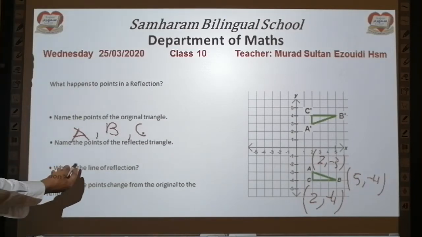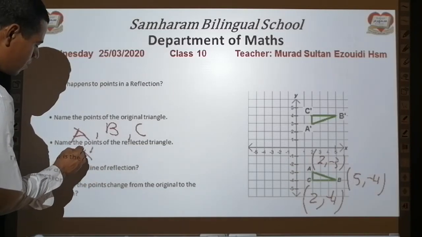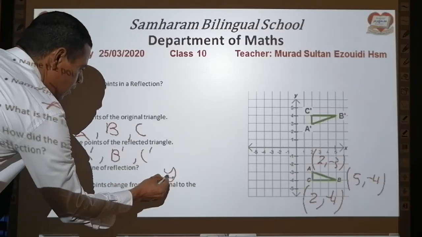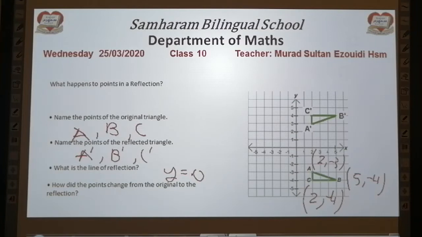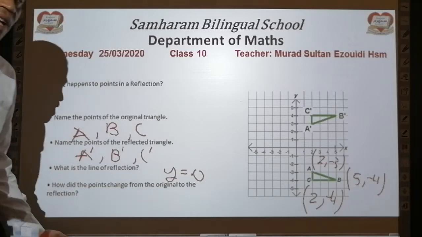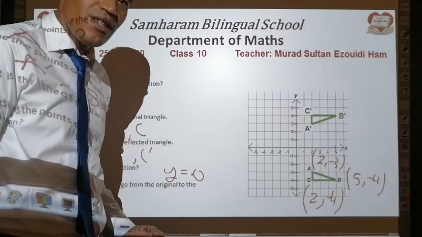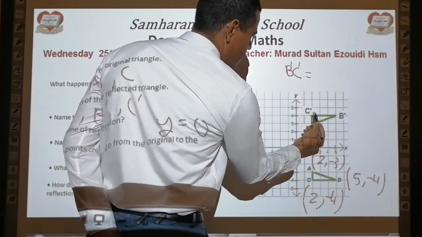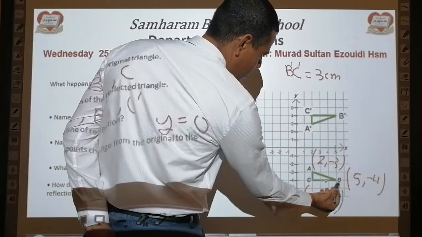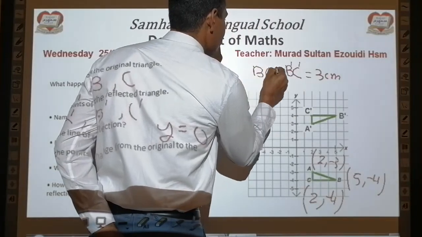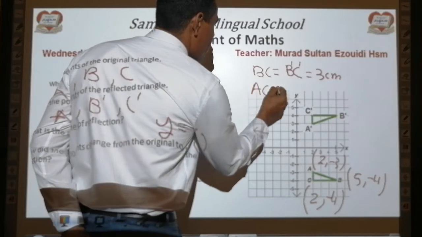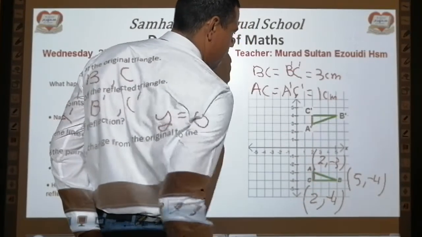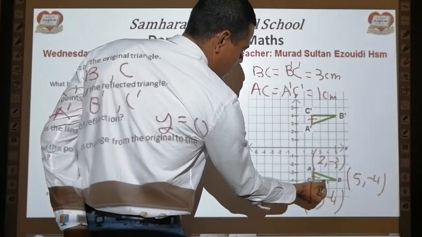Name the points of the reflected triangle. We have A prime, B prime, C prime. What is the line of reflection? y equals what, my kids? y equals 0. How did the points change from the original to the reflection? They keep the same size, same shape. For example, BC and B prime C prime are how many units? 1, 2, 3, 3 centimeters. BC equals B prime C prime. Then AC equals A prime C prime, equal to 1 centimeter. So this side equals this one, and this one equals this one.